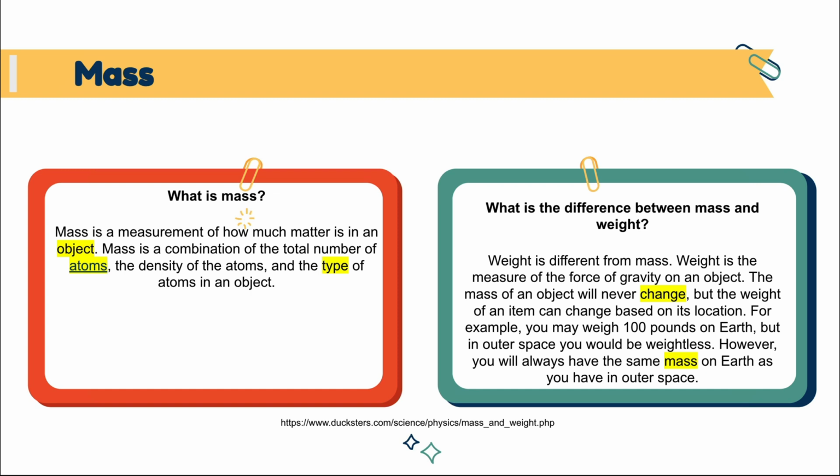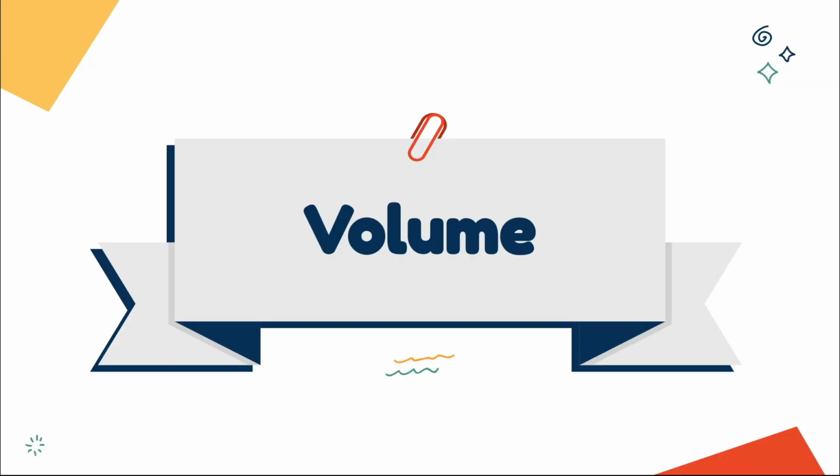Weight is different from mass. Weight is the measure of the force of gravity on an object. The mass of an object will never change, but the weight of an item can change based on its location. For example, you may weigh 100 pounds on Earth, but in outer space, you'd be weightless. However, you will always have the same mass on Earth as you have in outer space.